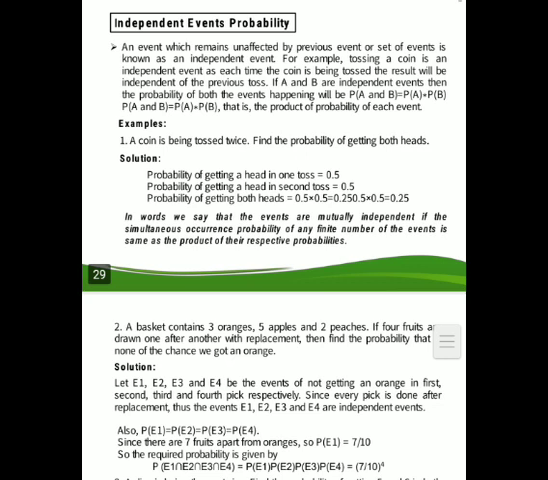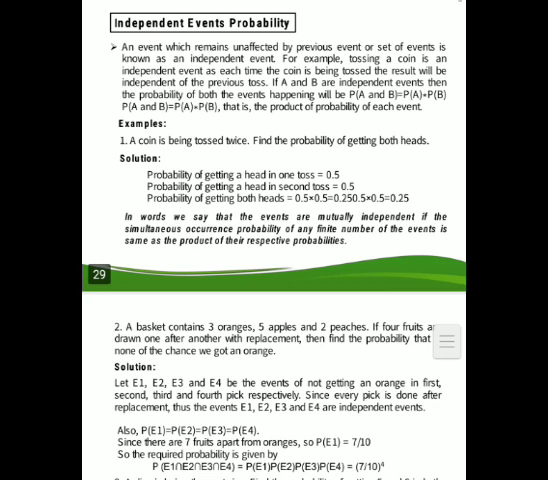If A and B are independent events, then the probability of both the events happening, P(A and B), is equal to P(A) times P(B). That is, P(A and B) = P(A) P(B). That is the product of the probability of each event.